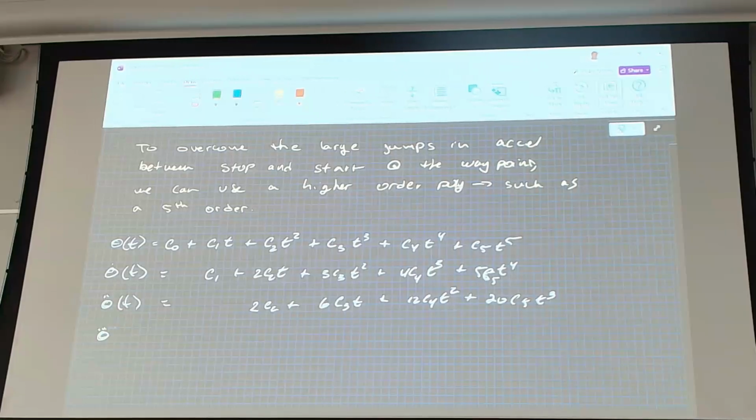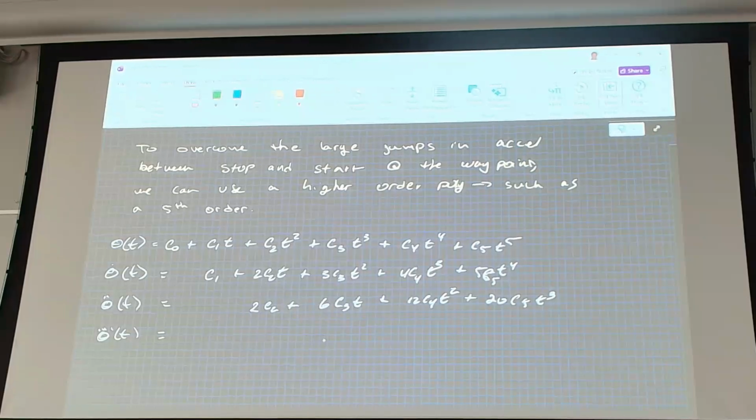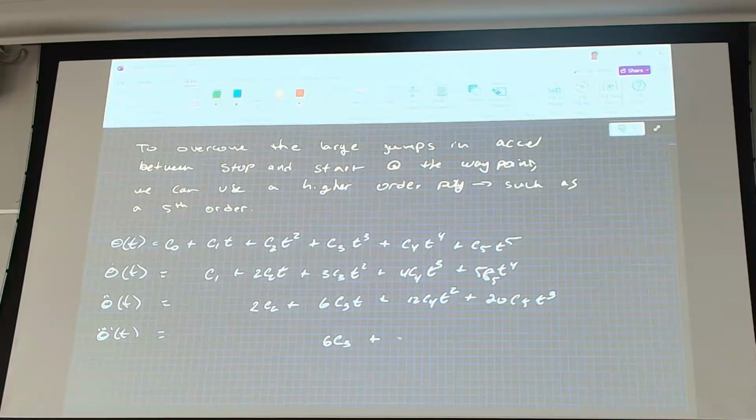Let's go to the third derivative of time. And that's going to give us 6c3 plus 24c4 t plus 60c5 t squared. And that's enough for what we're going to do.